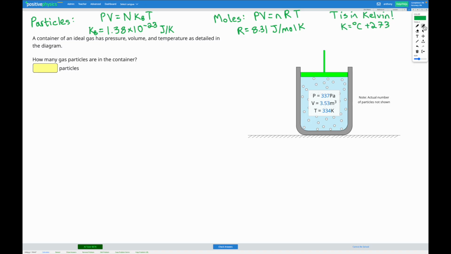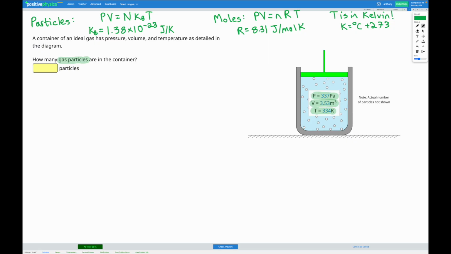Okay, so let's go ahead and solve this first problem. Here we have a container of an ideal gas that has pressure, volume, and temperature as shown in the diagram. Our goal is to figure out how many gas particles are in the container. So we can see here we've got a pressure of 337 pascals, a volume of 3.53 meters cubed, and a temperature of 334 Kelvin. We need to figure out how many gas particles we have.